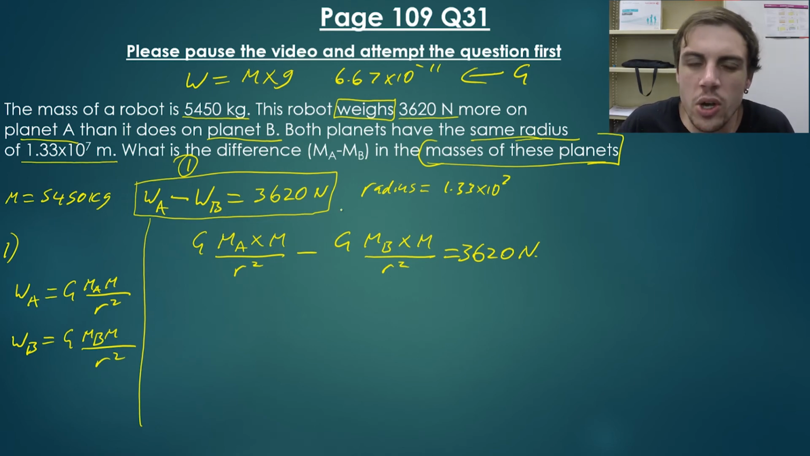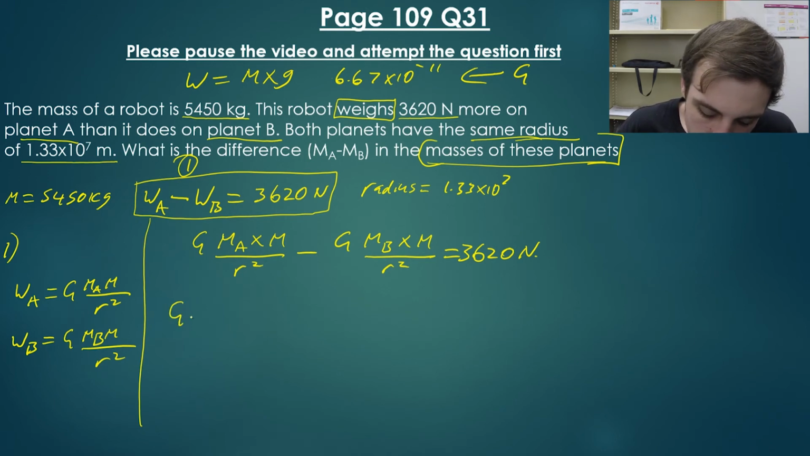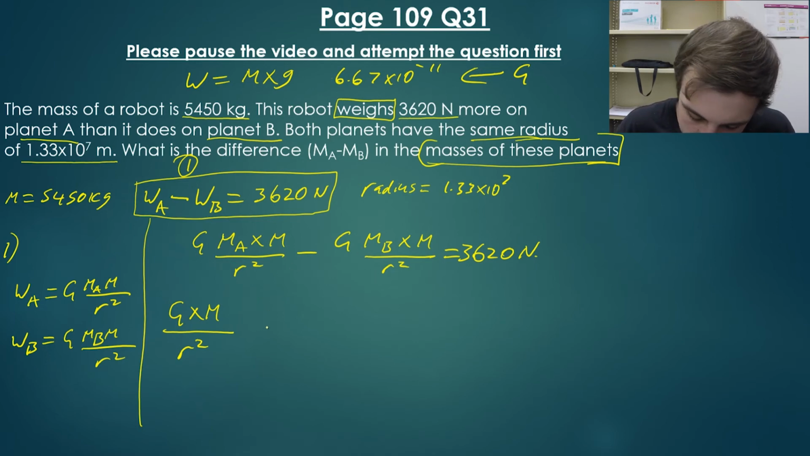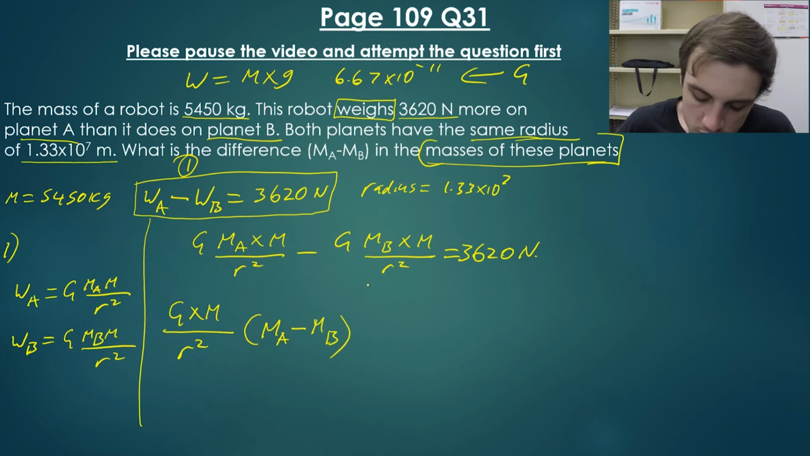So a simpler way that we can write this is gravity times mass, which is gravity times mass, divided by R squared. So we've got R squared. So these two are the exact same. So that's fine. That's all good. And then we multiply this by mass A minus mass B. So that is how this can be simplified to this.